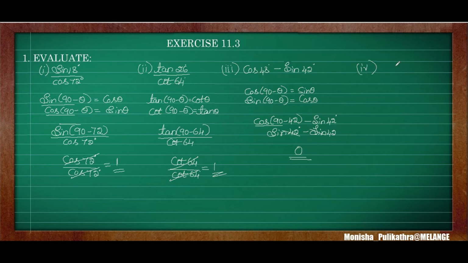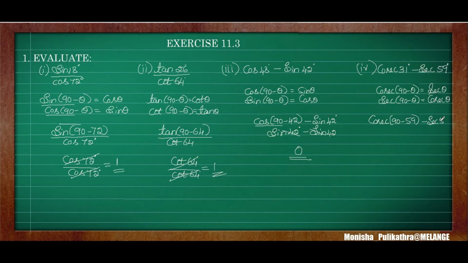Okay. So moving on to the fourth question, that is cosecant 31 degree minus secant 59 degree. Okay, so here cosecant 90 minus theta is equal to secant theta, and secant 90 minus theta is equal to cosecant theta. So I will be changing the first one here, that is cosecant, instead of 31 I will be writing it as 90 minus 59. 10 minus 9 is 1 and 8 minus 5 is 3. So instead of 31 I will be writing 90 minus 59.